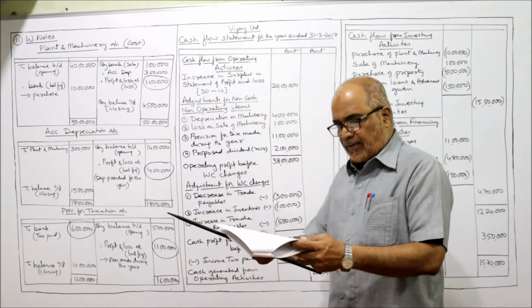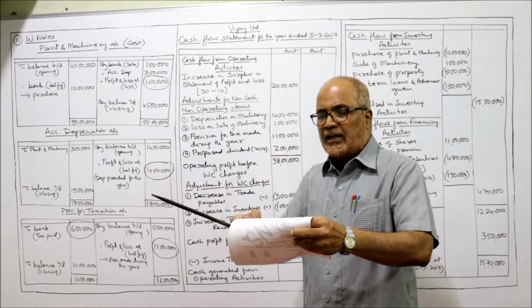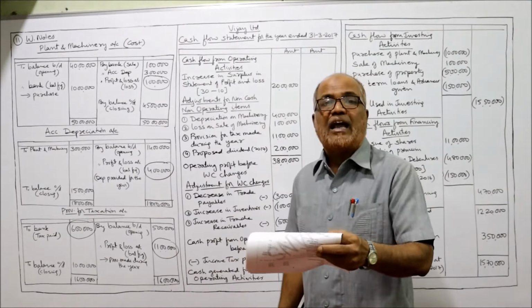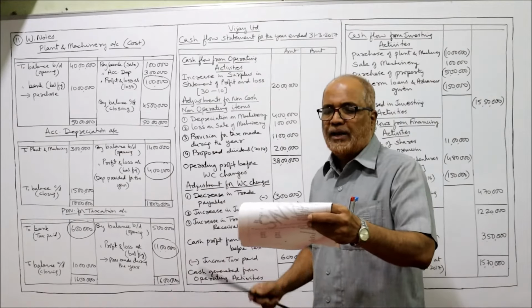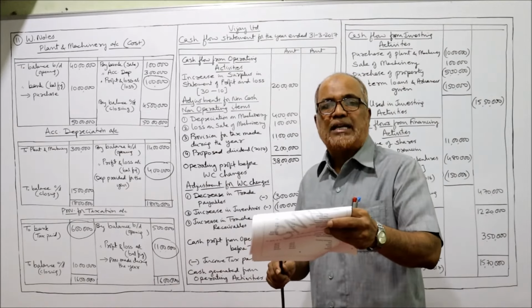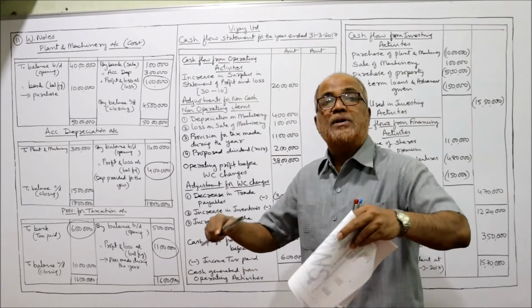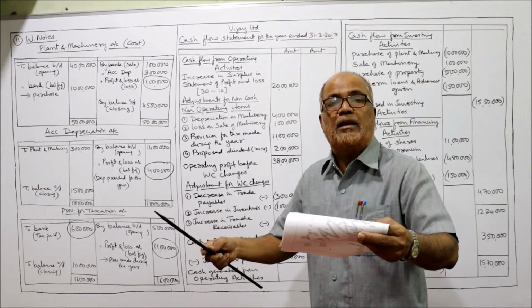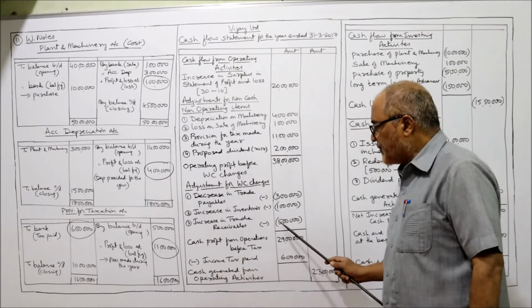Now inventory. Now come to the asset side. Last year inventory 14 lakh, current year inventory 15 lakh. Increase in inventory deduct. Increase in inventory minus 1 lakh. Next, trade receivable. Last year trade receivable 10 lakh, current year trade receivable 15 lakh. 5 lakh rupees increase in trade receivable, deduct.